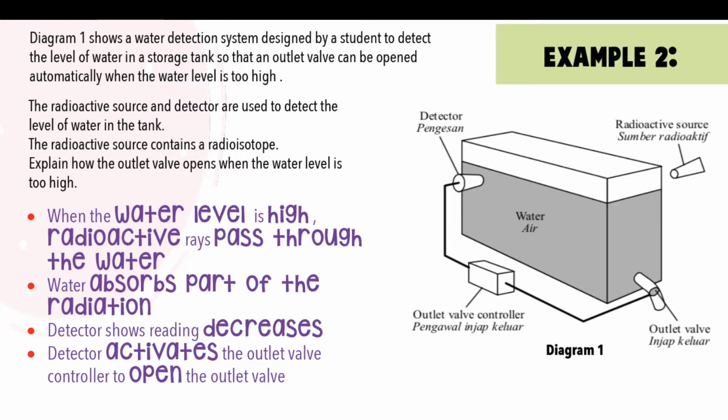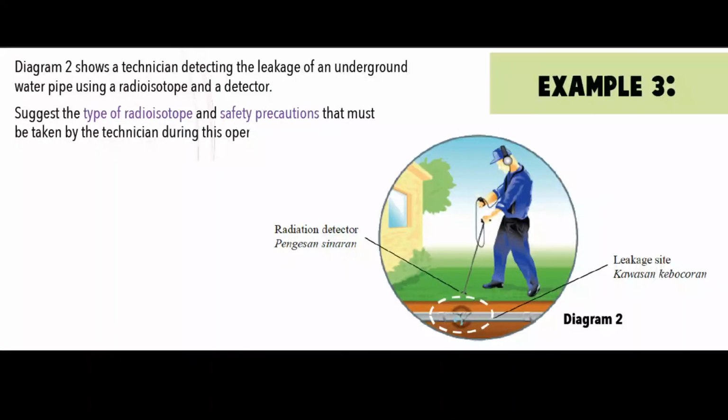Then we continue with question 3. A technician wants to detect the leakage of a water underground pipe, using a radioisotope and a detector. Now you need to suggest what type of radioisotope. I told you just now we're using beta. Then the safety precautions. So this one is an essay question, 10 marks.